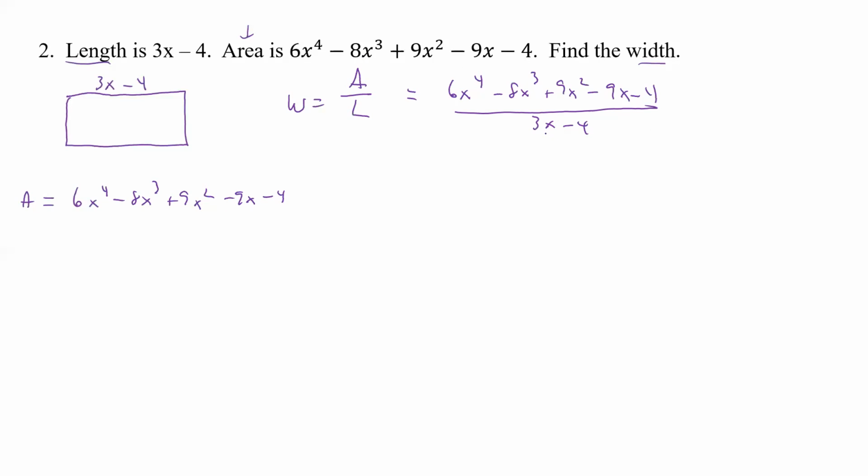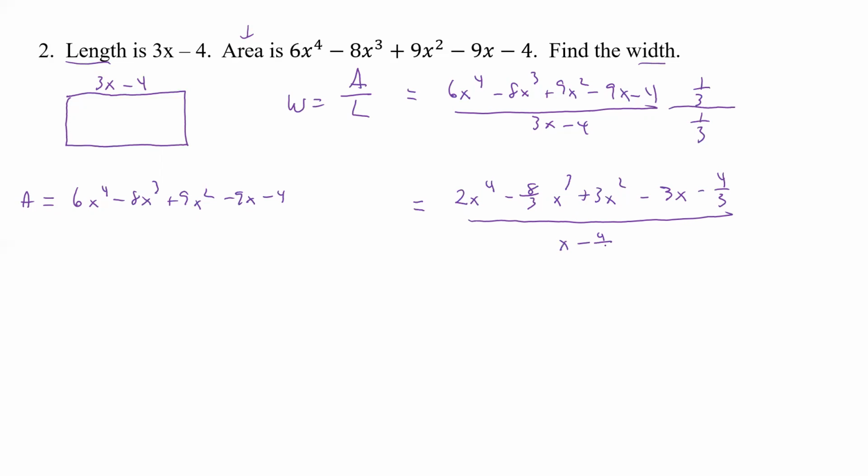Now, are we in the form we need, x minus k? No. What we need to do is multiply this by 1/3. We multiply the numerator by 1/3, and when we take that by 1/3, 3 divided by 3 is 1. Then we're going to have our x minus k format. So 6 divided by 3 is 2x to the fourth. 8 divided by 3, that's just minus 8 over 3x cubed. 9 divided by 3 is 3x squared. 9 divided by 3 again is going to be minus 3x. And then minus 4 over 3, divided by x minus 4/3.